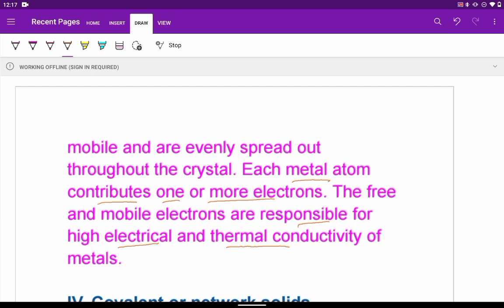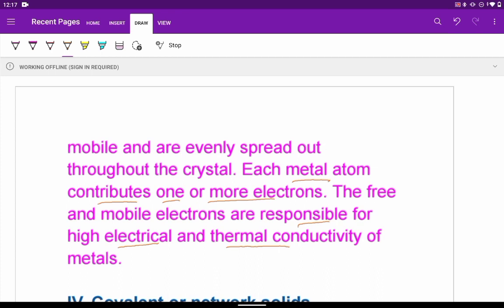Whenever we apply an electric field, what will happen to the electrons? The electrons will flow among the positive ions. And when we supply heat to one portion of the metal, this thermal energy is spread throughout with the help of the free electrons. So heat is also spread uniformly, and whenever an electric field is applied, the electrons will flow among the positive ions.